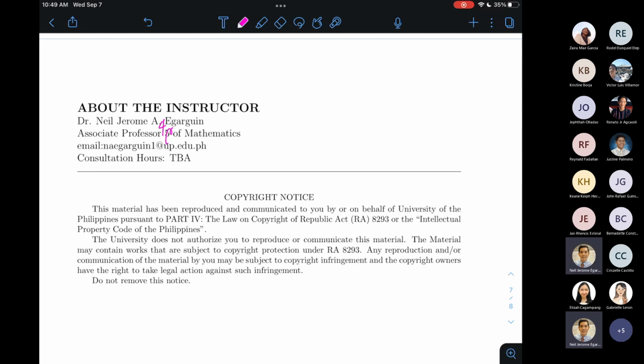Ano pa ba? Ano pa ba ang pwedeng maging issue or concern? Yung iba, kumusta naman dyan? Nasabi ko ba na ano?